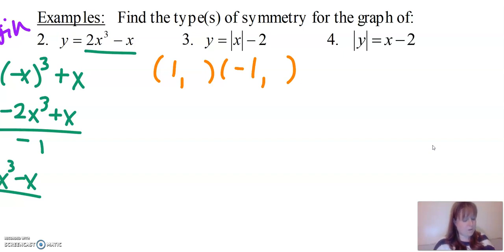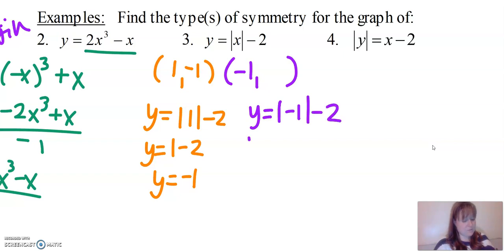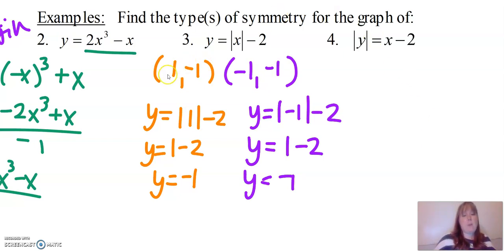So when I put in 1, actually, let me do this in a different color so it's a little bit easier for you to keep track of. Okay, so when I put in 1, I get y equals the absolute value of 1 minus 2. So y equals 1 minus 2, so y equals -1. So when I put in 1, I get out -1. Now when I put in -1, I get y equals the absolute value of -1 minus 2. y equals 1 minus 2, y equals -1. Okay, so I get out -1. So I put in opposites and got out the same number. This tells me it's even, or it has y-axis symmetry.